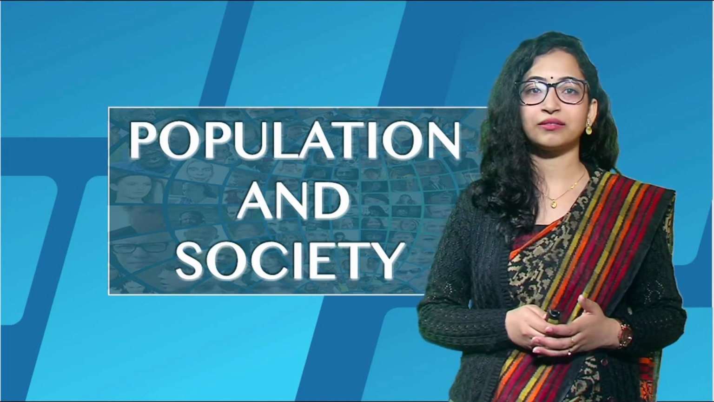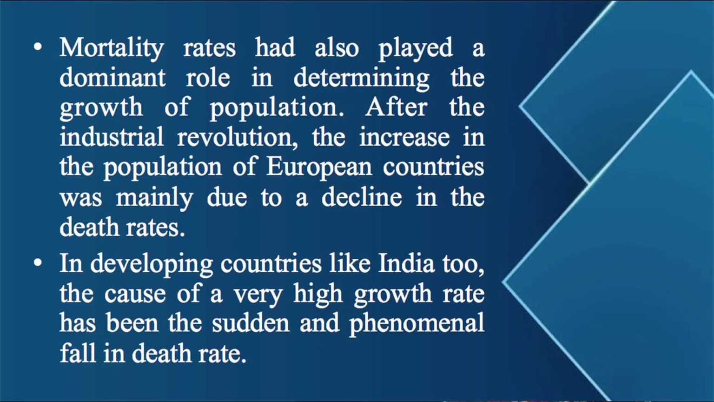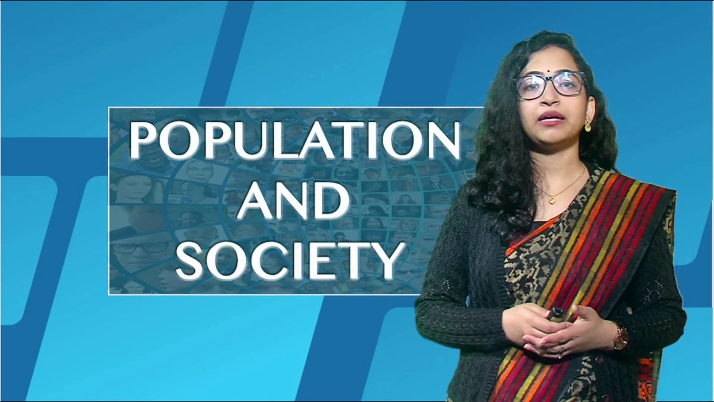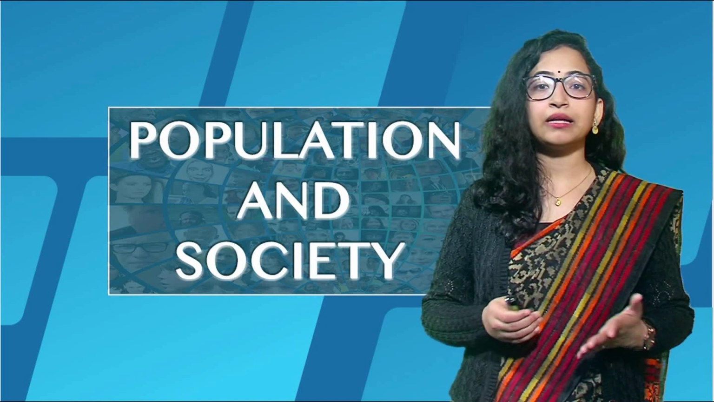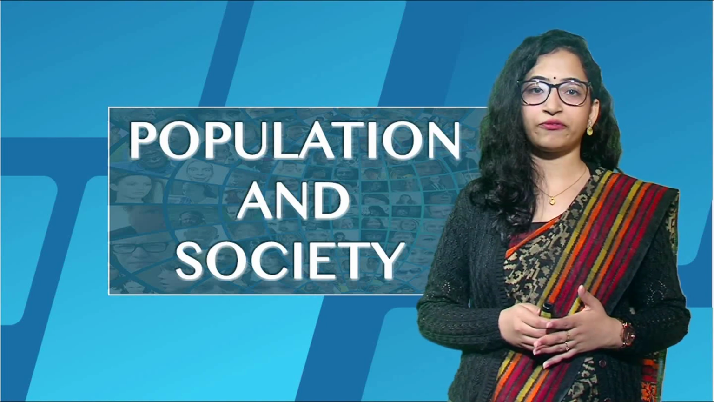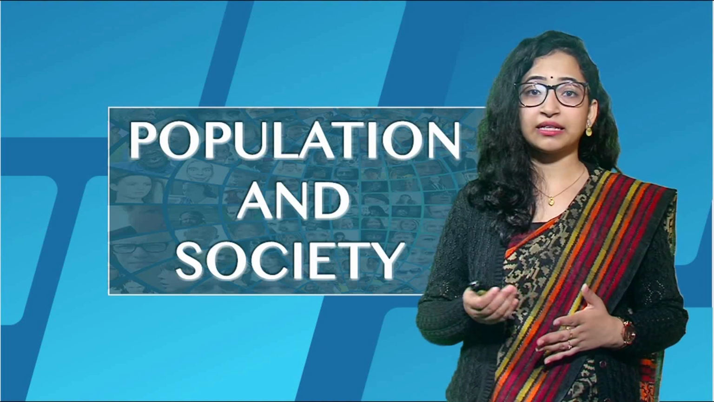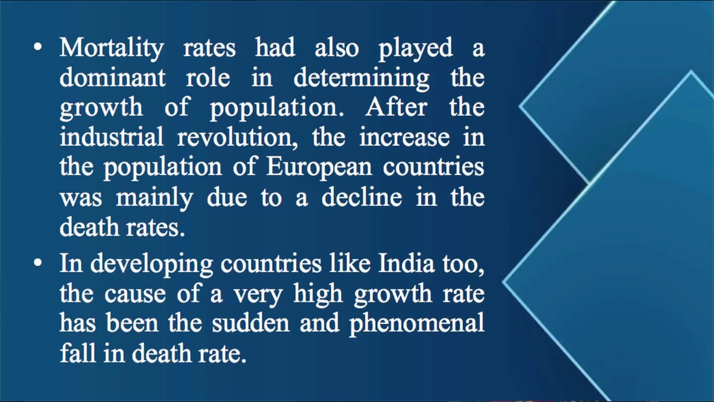Now, along with fertility, mortality rates have also played a dominant role in determining the growth of population. After the Industrial Revolution, the increase in the population of European countries was mainly due to a decline in the death rates. The developing countries, which are undergoing a typical demographic transition, have also been affected initially by that decline in the death rates. So in countries like India too, the most important factor that has caused a very high growth rate has been the sudden and phenomenal fall in the death rate.